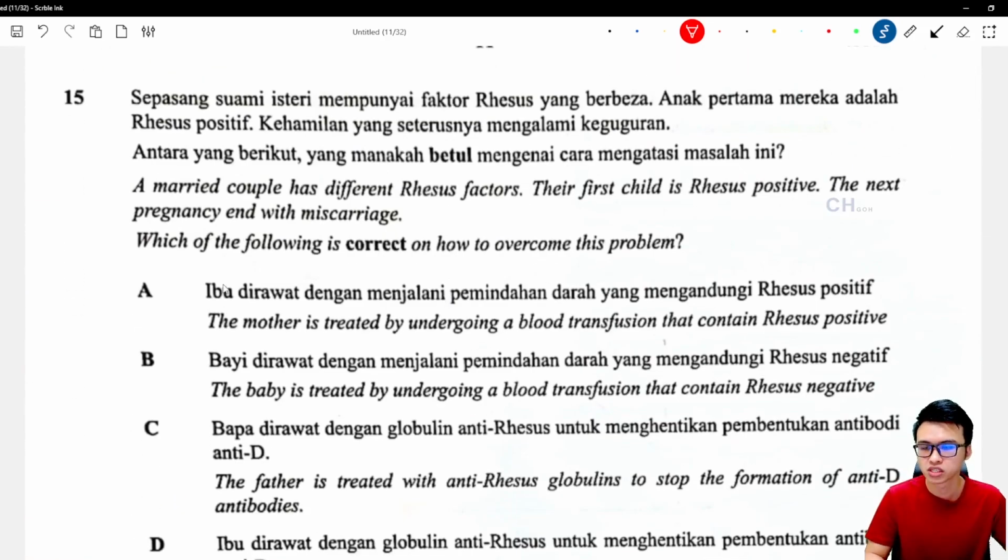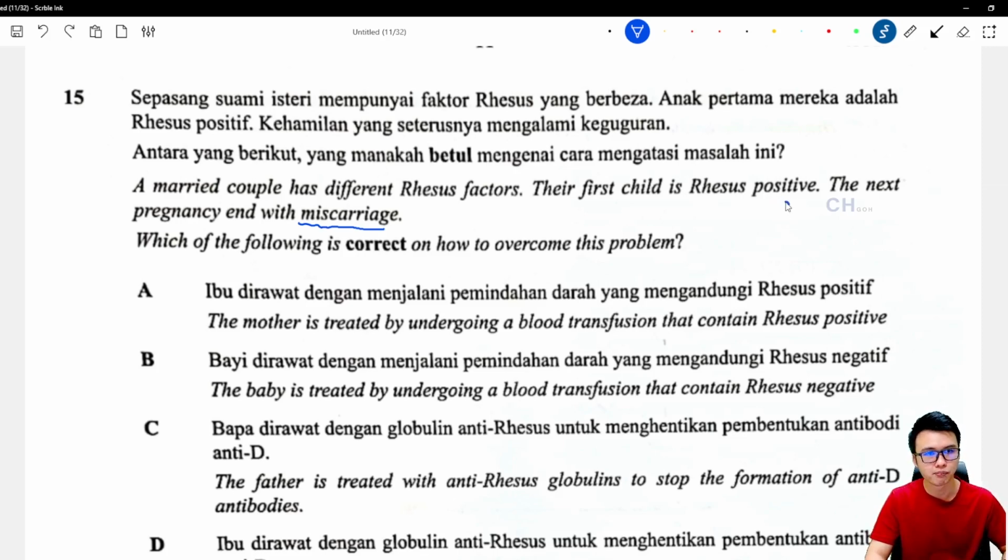Now continue with question 15. A married couple has different rhesus factors, and their first child is rhesus positive. The next pregnancy ends with a miscarriage. Oh, okay. So the miscarriage is because the mother starts to produce the antibody. I guess, because they didn't mention that also. So it must be due to the mother producing the antibody and attacking the blood in the child. So it's something like this.